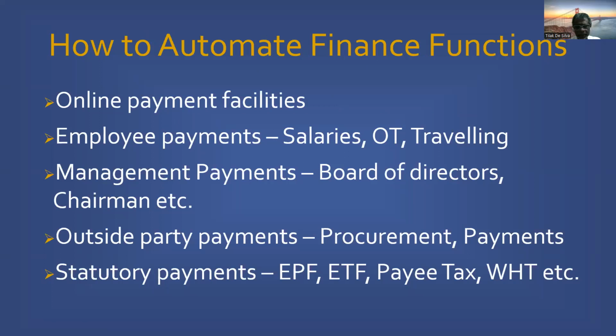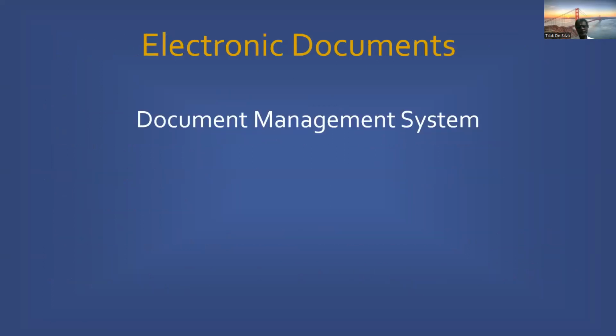The next one is documents. Normally, for all documents, we have hard copies and a filing system. Similarly, for electronic copies, we can put them into a document management system. A document management system is similar to the normal drawers and cupboards.